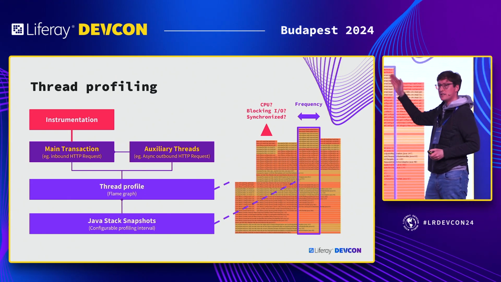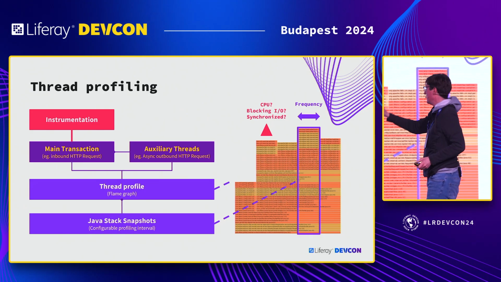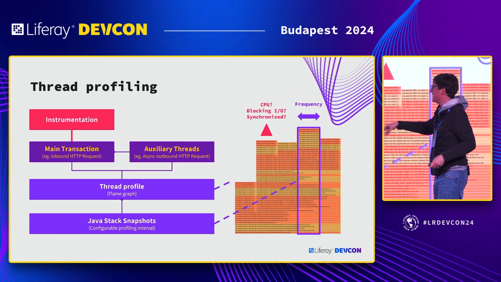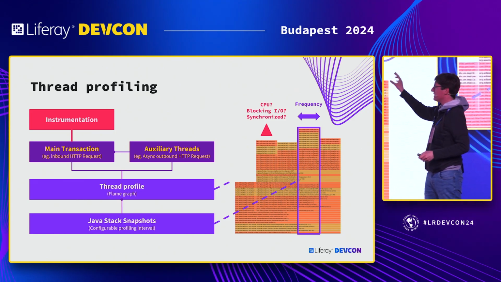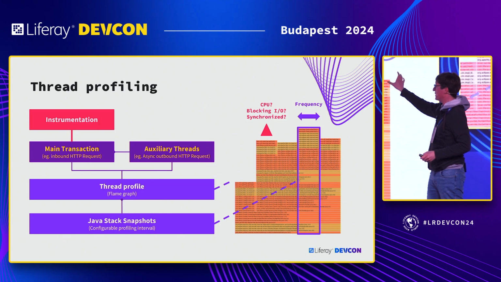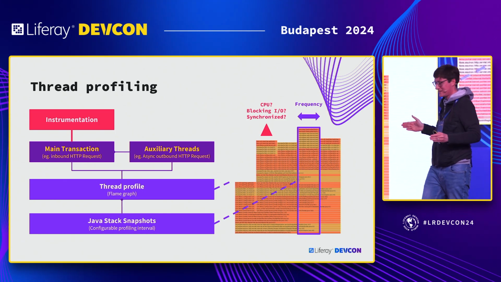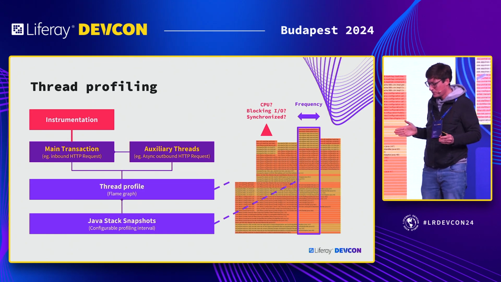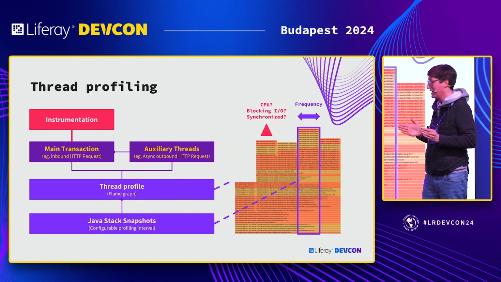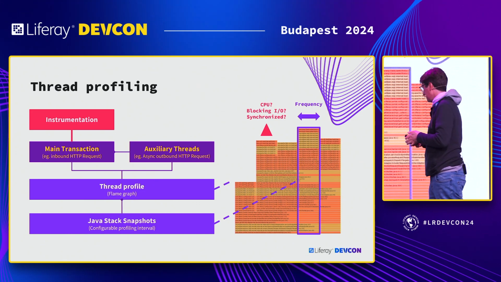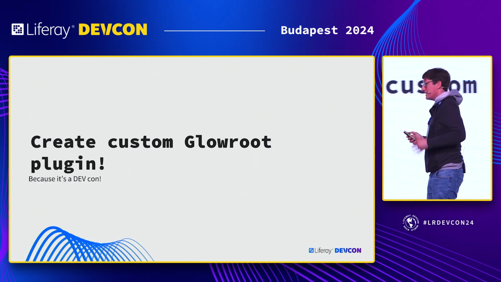So going back to what I've shown to you earlier, how the instrumentation works. The instrumentation is on a method. This method is called in a main transaction. Later, this transaction may spawn other threads. It builds a thread profile. You can configure the frequency, how often it's going to be capturing thread dumps. By default, every second, you can make it smaller if you're working on small samples. And you can create custom Glowroot plugins, and I can show you how.